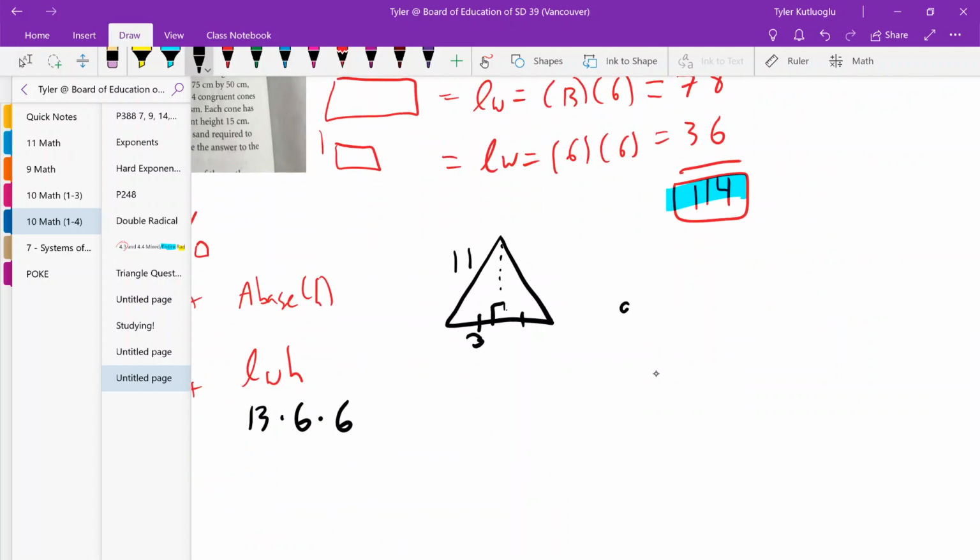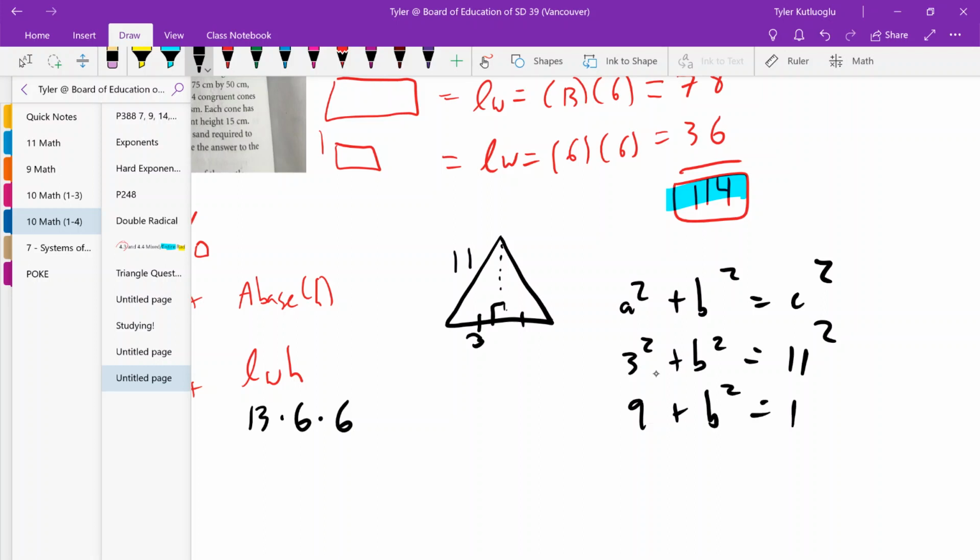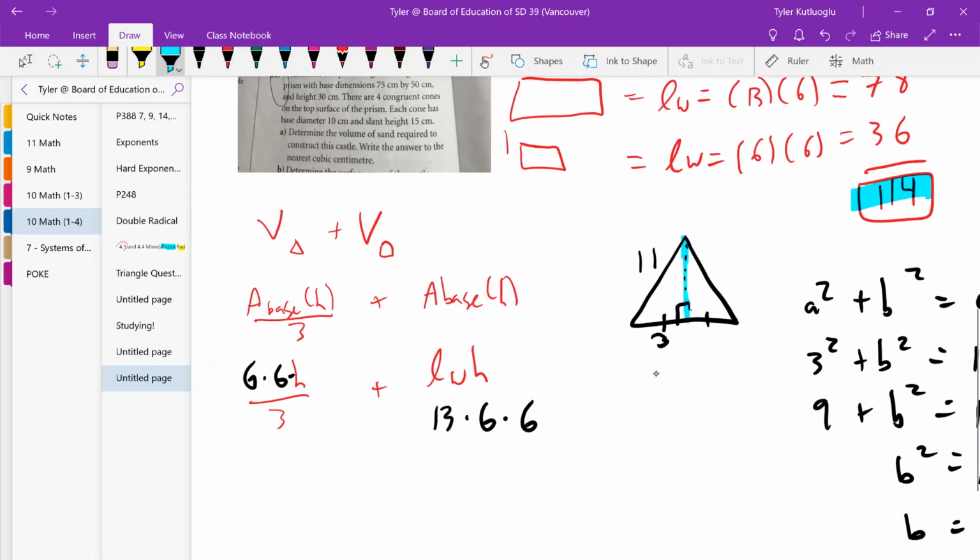So it's going to be a squared plus b squared equals c squared. 3 squared plus b squared equals 11 squared. 9 plus b squared equals 121. B squared equals 112. Yeah. And then b is equal to square root of 112, which is 10.5, 10.6, okay? So now that I know that's 10.6, that's the height of the pyramid itself, I can put that number in here and then multiply and find my final answer.